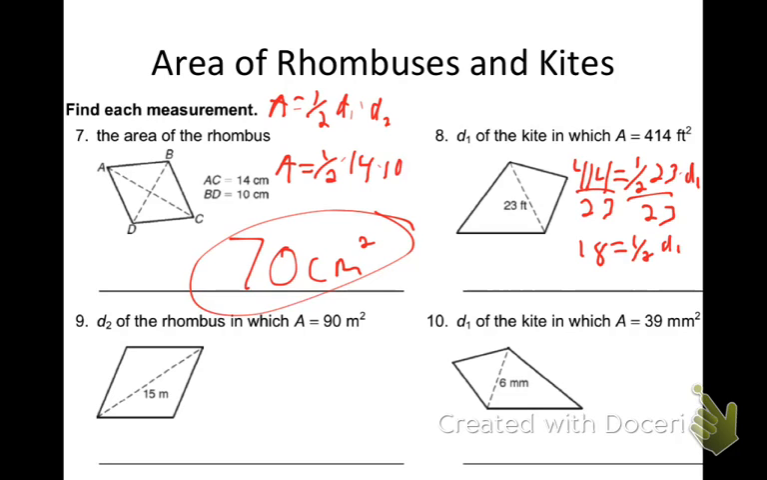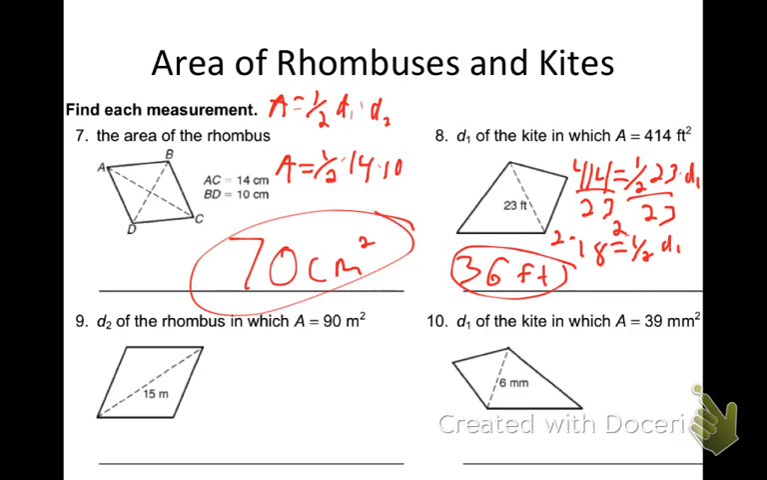Now, how do I get rid of that half, though? I would multiply by what? 2. Not multiply by a half. Multiply by 2. I could divide by a half, but dividing by a half is the same thing as multiplying by 2. Okay? So when I do that, then I get my other side, which is 36 feet.